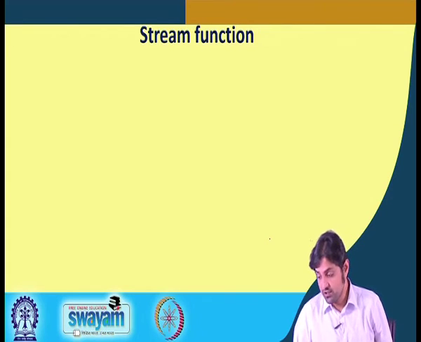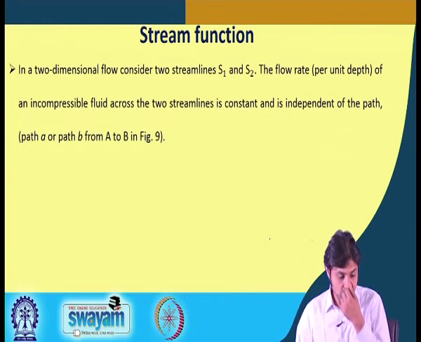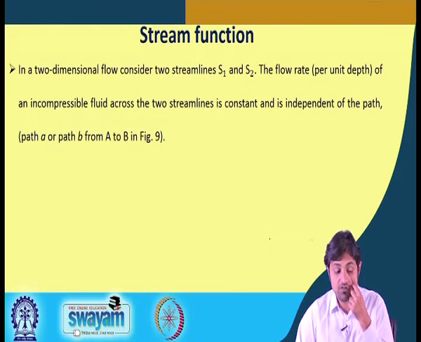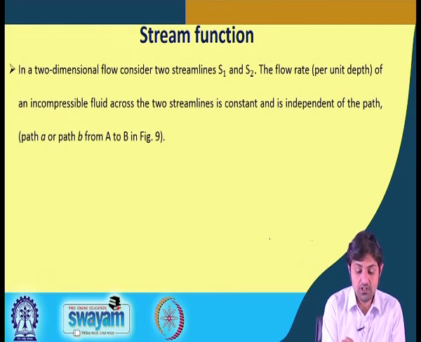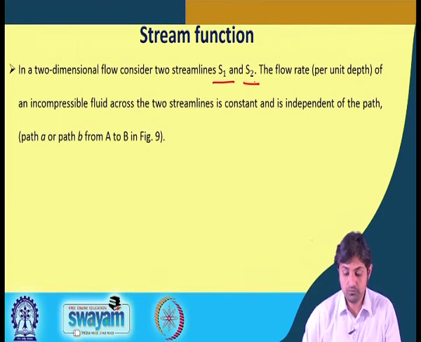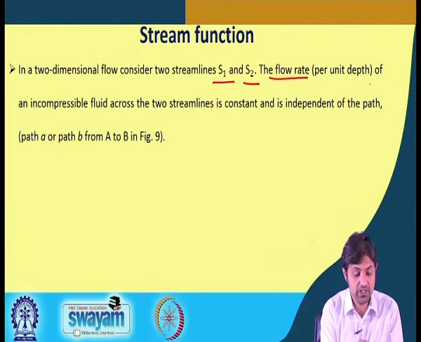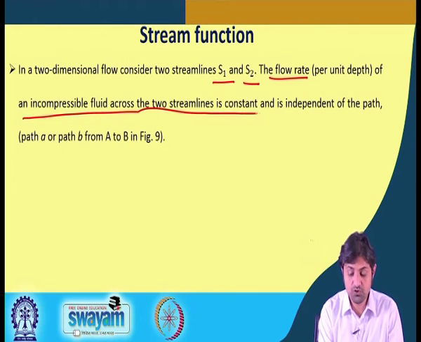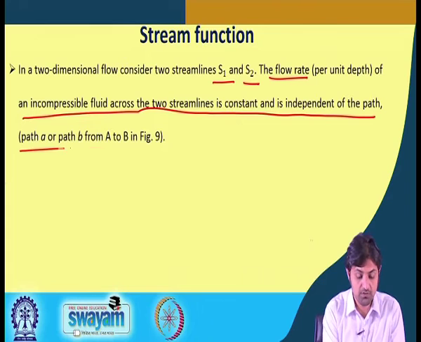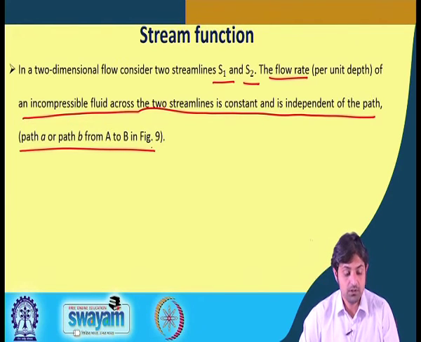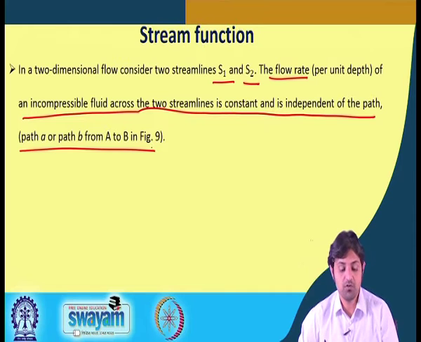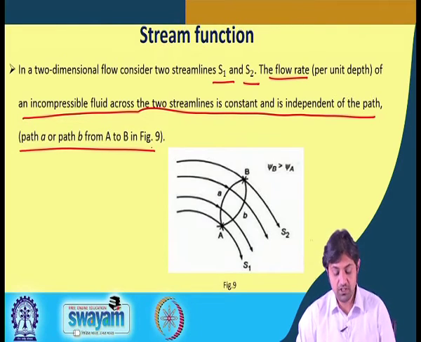Now a stream function. What actually is a stream function? So in a 2D flow or a 2-dimensional flow, this type of flow considers 2 streamlines S1 and S2. The flow rate per unit depth of an incompressible fluid across 2 streamlines is constant and independent of the path. Okay. So in a 2-dimensional flow, we consider 2 streamlines S1 and S2. The flow rate of an incompressible fluid, for example water, across the 2 streamlines is constant and is independent of the path. Path A or path B from A to B in figure 9.